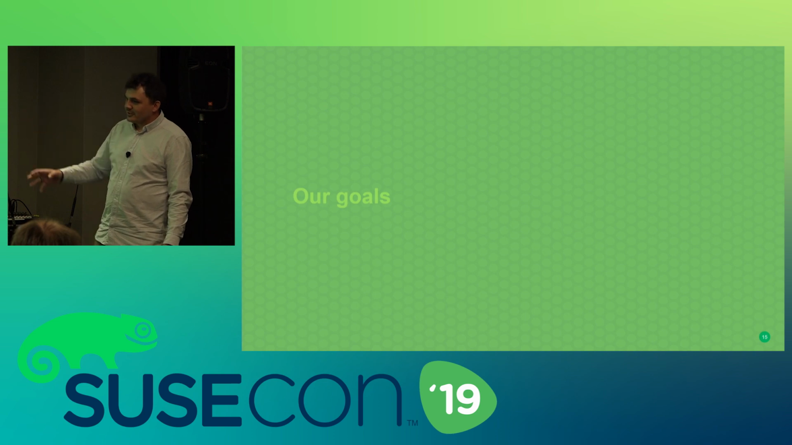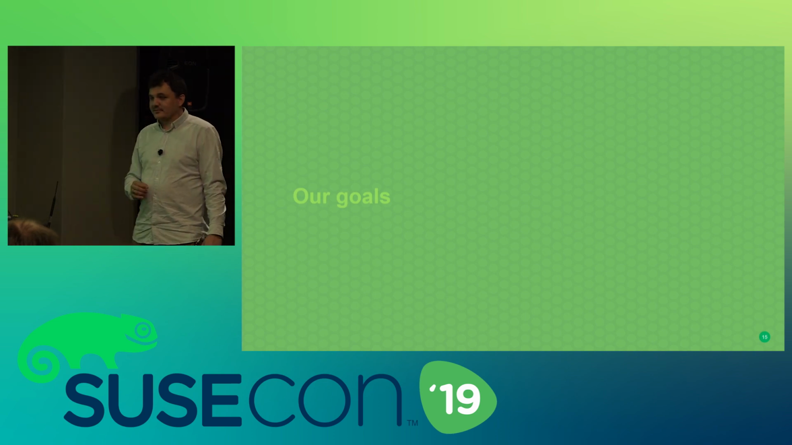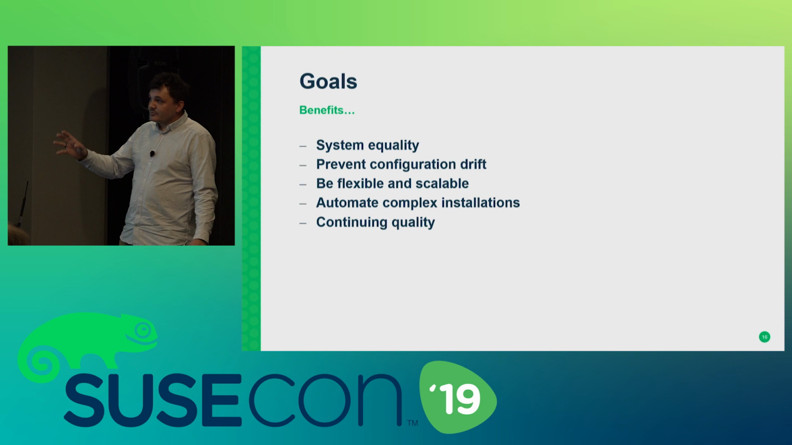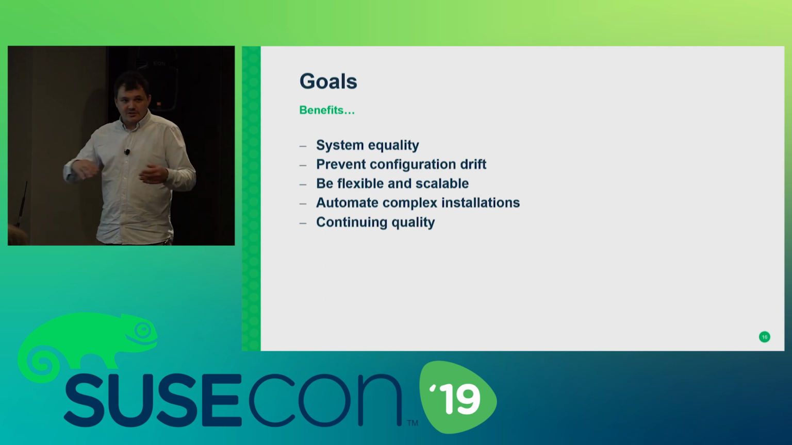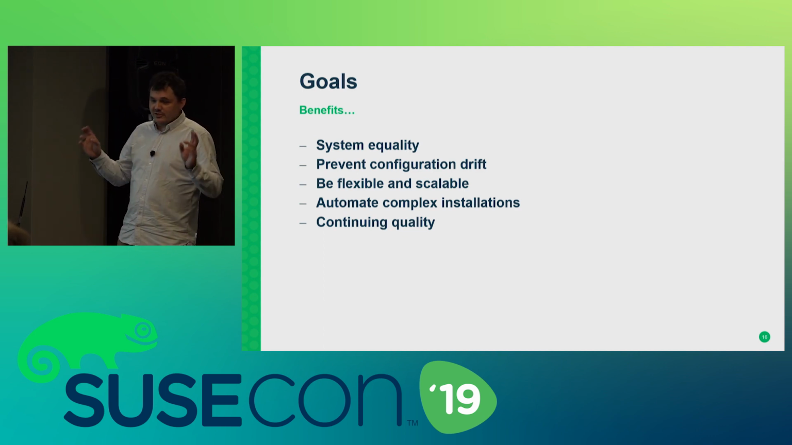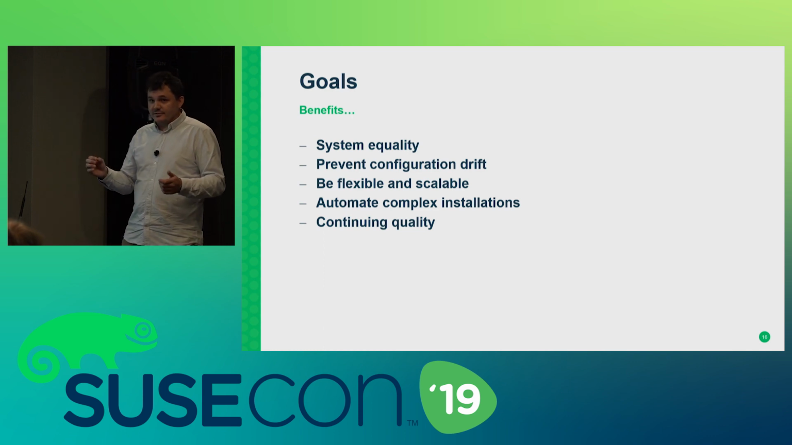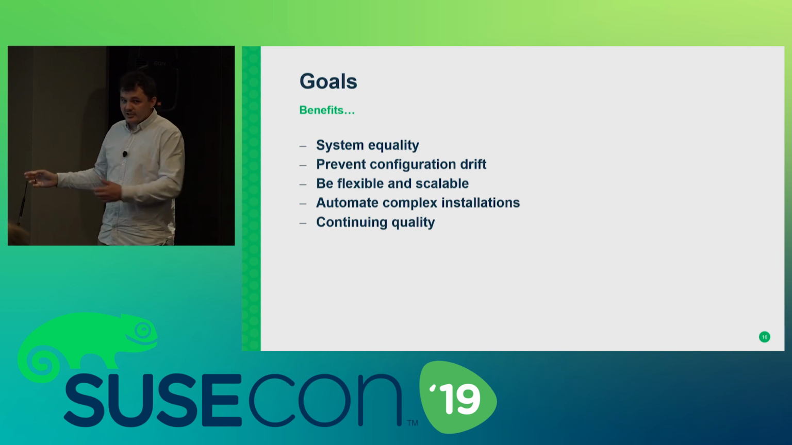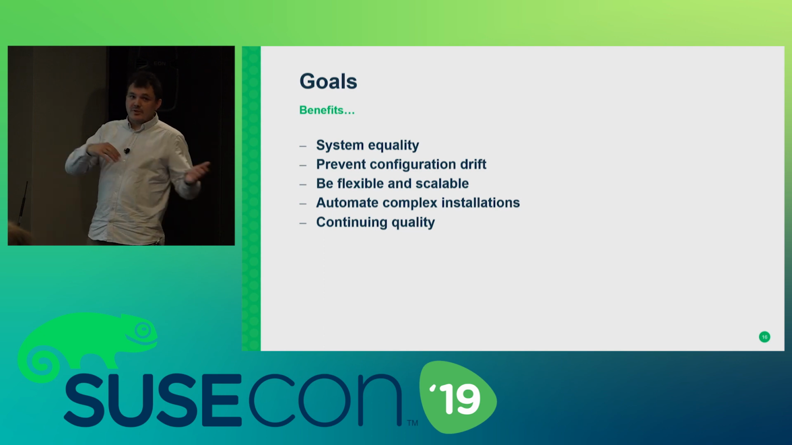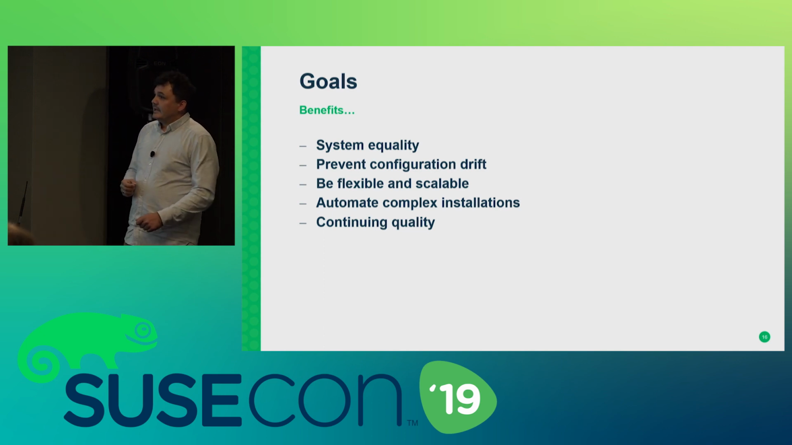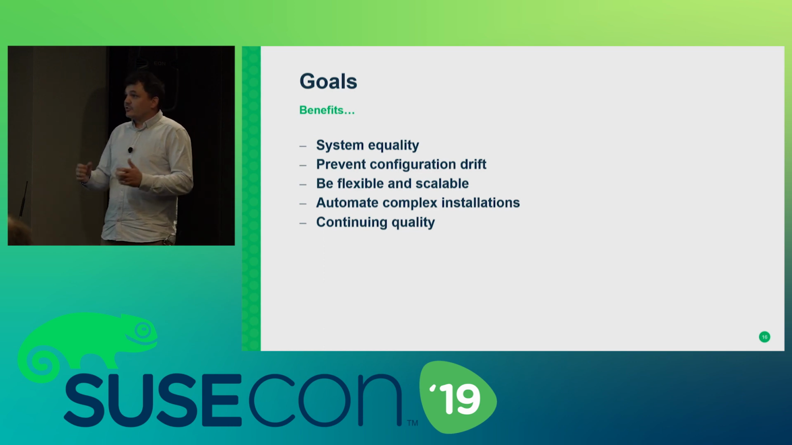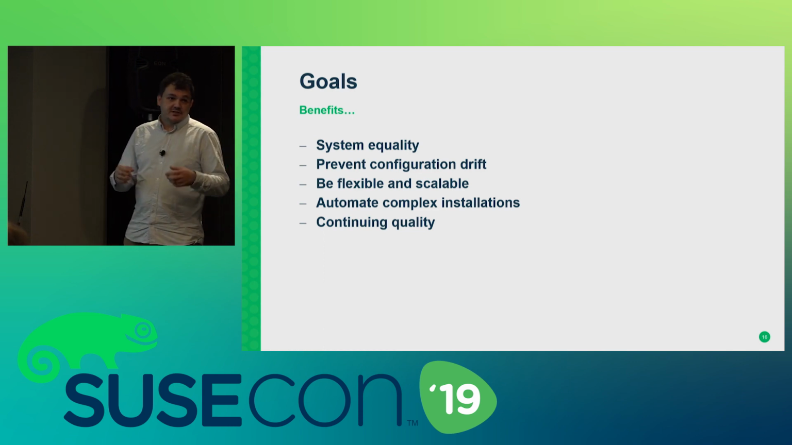Okay, what were our goals with that when we started off? We want to have system equality, so all the systems should be configured the same way. That would be the dream of it. We want to prevent configuration drift, so we want to roll back all the changes that are not good to the state they were. With that, we want to be flexible and scalable, of course. And we want to automate also complex installation, not the simple stuff.